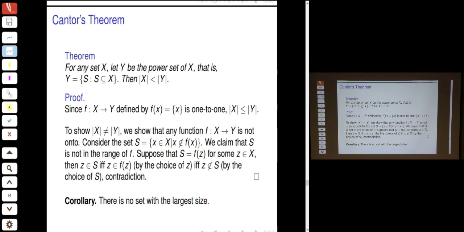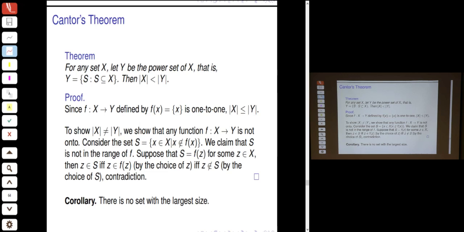Okay? So now that takes one line. The remaining 4 lines will say which element you miss. So this is an element you miss. Consider this set S. This set S collects all the elements small x such that the small x is not in the image of f of x.